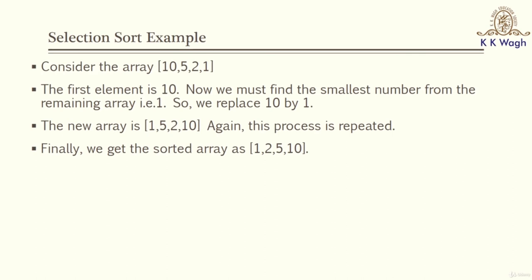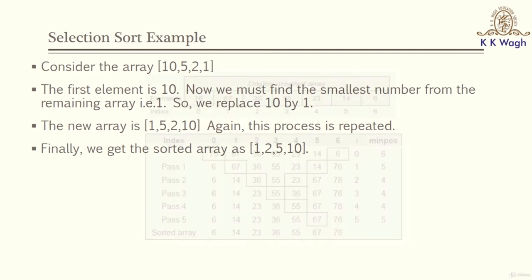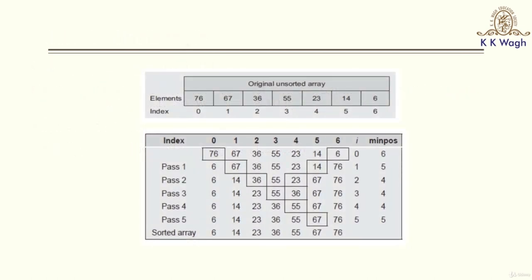And again, this process is repeated continuously till we reach a sorted array. This is nothing but the selection sort technique. We will see all of this so as to understand this technique. This is your original array of 7 elements. At index number 0, element 76 is present, and at index number 6, element 6 is present. So, this is the original unsorted array. Now, we have to sort this array using selection sort.